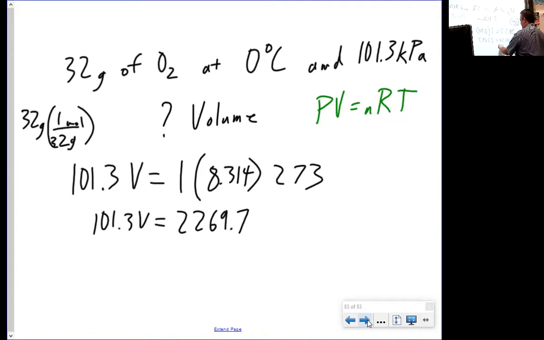Okay, math this up. That number divided by 101.3 is 22.4 liters. And if that sounds familiar, it's because it's the number we used all the time when we talked about having 1 mole of any gas, 22.4 liters. PV equals nRT, all about plugging and playing numbers.